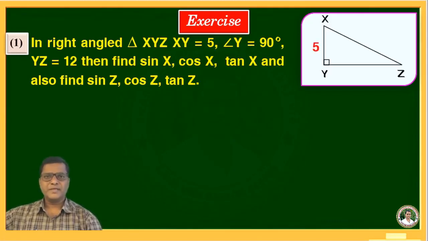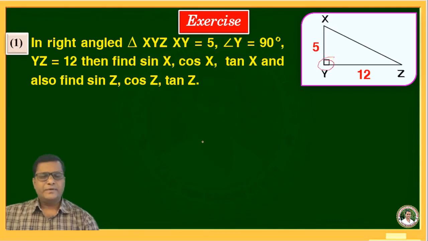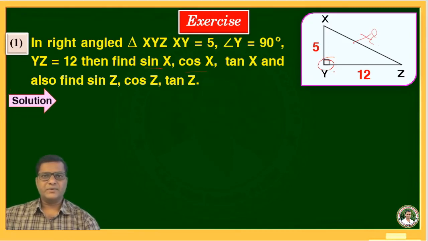Here the value of XY is given as 5 and YZ is given as 12, and angle Y is 90 degrees. First we will find XZ, that is the hypotenuse of the right angle triangle, because the hypotenuse is not given. Then by using Pythagoras theorem we will find this hypotenuse, and then we will find the values of the ratios sin x, cos x, tan x, and sin z, cos z and tan z. How to write the answer, that we will see.